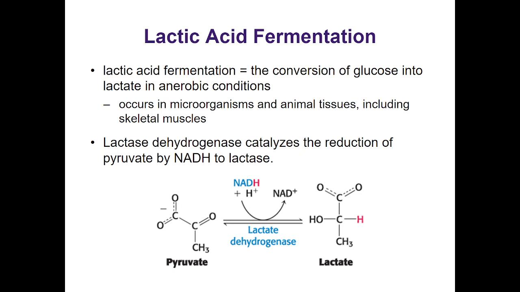This occurs in microorganisms and animal tissues, including skeletal muscles. This is our version of the one, right? Because we can't do the ethanol one, okay? Because we'd poison ourselves doing it. And so basically anything that has a lot of cells next to each other tends to move away from the alcohol version, what we typically call fermentation, okay?